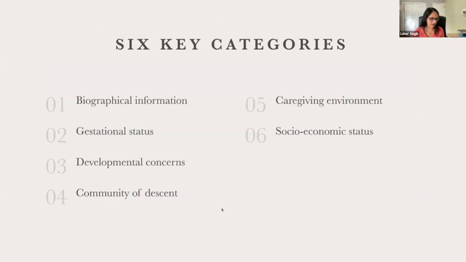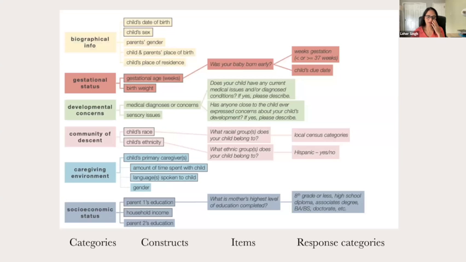So we settled on 6 key categories, and we had working groups that had expertise in each of these areas or interest in each of these areas. And they worked together to think about how these categories would map onto particular constructs. So we settled on biographical information, gestational status, developmental concerns, community of descent, caregiving environment, and socioeconomic status. And these constructs map onto different categories.